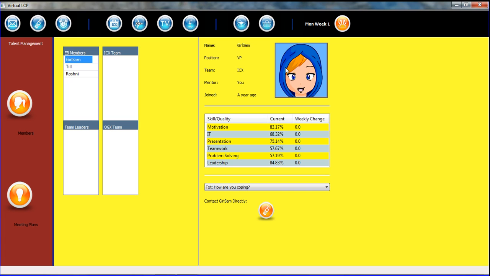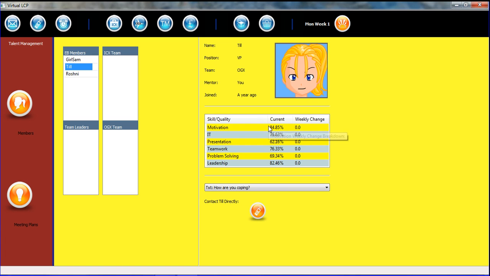Now, Girl Sam here, our ICX, has very high motivation. Maximum is 100, but 83 is a good one to start with, and her presentation skills are very good too. Leadership is high. Mostly these are quite high ones. Could work on these two, teamwork and problem solving, but I'm pretty happy with that. Let's see Till. High motivation again, and lower presentation.